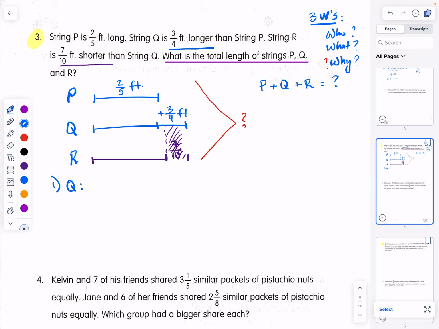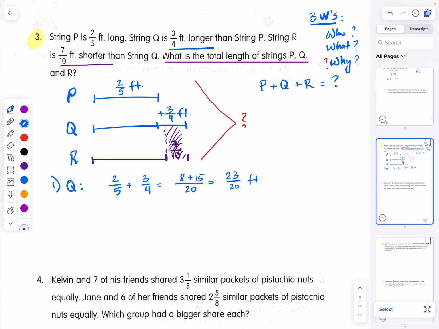And that is 2/5 plus 3/4 longer. Well, I hope you understand by now how to find the sum of two fractions with different denominators. Common multiple is 20, which means we would be adding 8/20 plus 15/20, and that's 23/20 of a foot. And that's our string Q. My friends, there is no need to convert it to a proper fraction. Let's keep it like this because we will need it for addition in the final step.